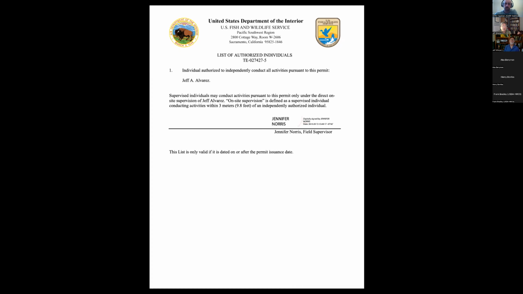It's pretty rare. And Jeff is on that. So he's the only other person associated with my permits. My wife has her own permit. I didn't put her on mine. I got her her own. My ex-wife, that was a different story. She was on my permit.